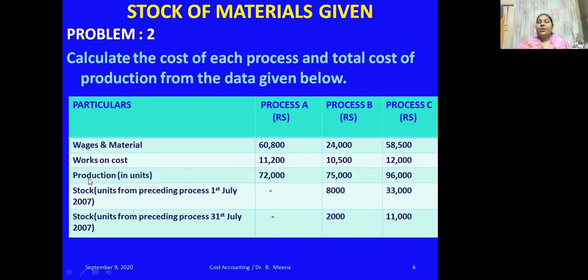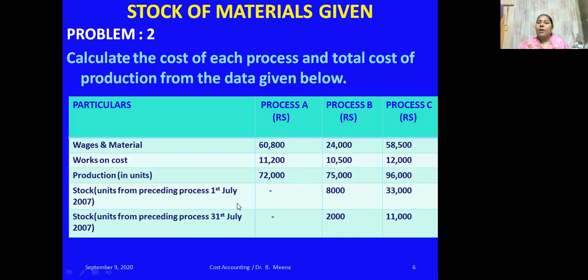And third information, production: the output for process A, the output for process B, the output for process C were given, that is 72,000 units, 75,000 units, and 96,000 units. Okay. Then next, look at these last two pieces of information very clearly. Understand stock, in the brackets given units from preceding process. What do you mean with preceding process? The previous process.